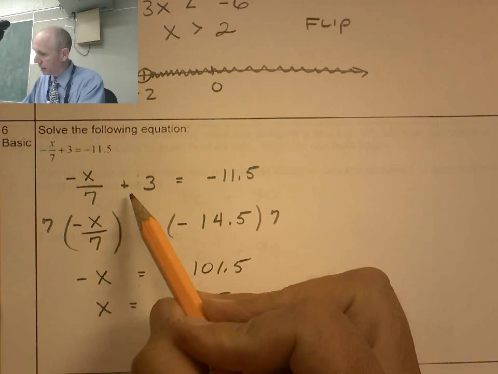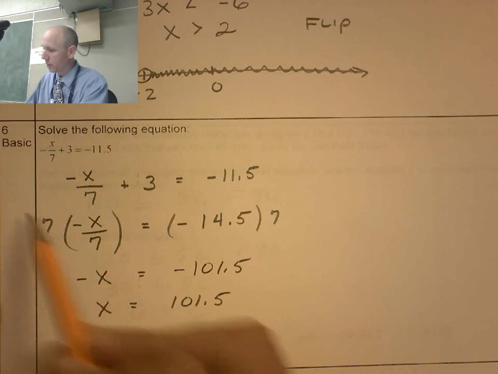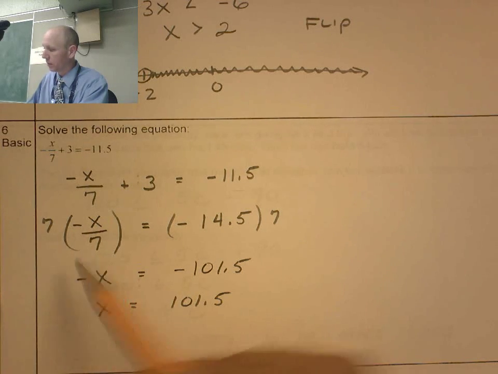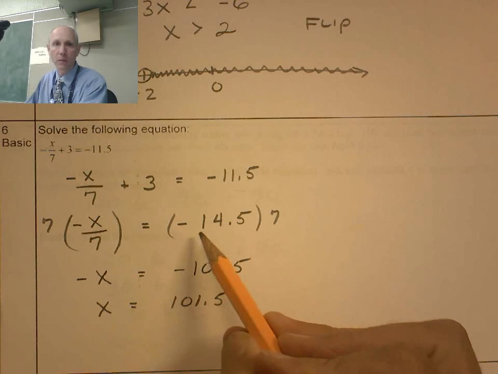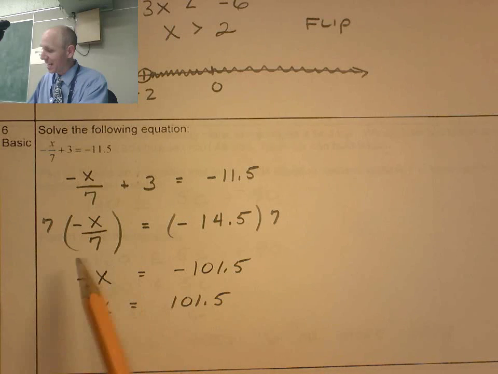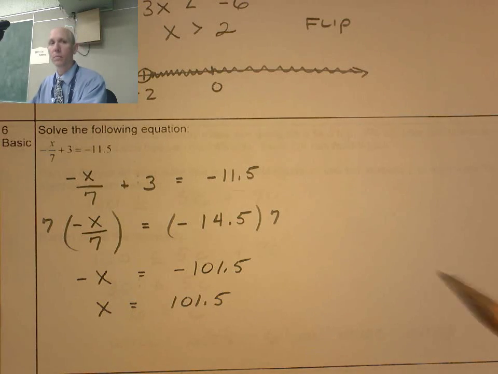I'm going to start by subtracting 3 from both sides, which I did right there. And then to get rid of this fraction, I'm going to multiply both sides by 7. So those will cancel out on the diagonal. And that's going to be 7 times negative 14.5. Then I still have negative x equals negative 101.5, which means positive x has to equal positive 101.5.